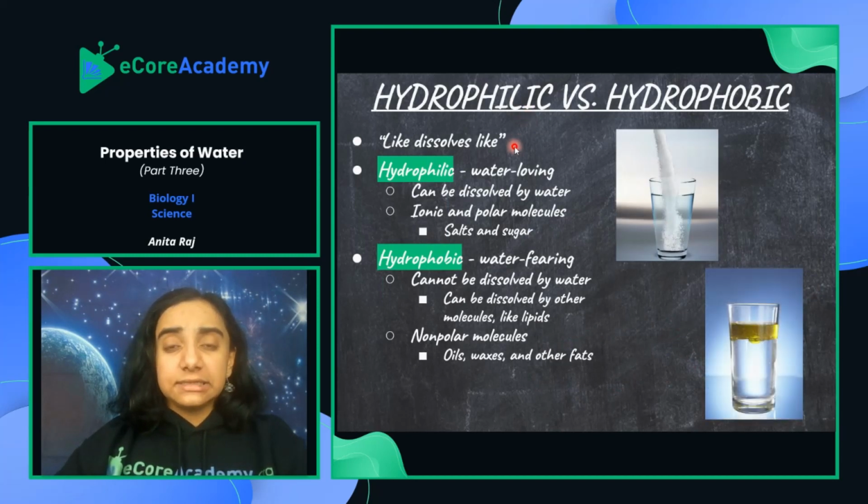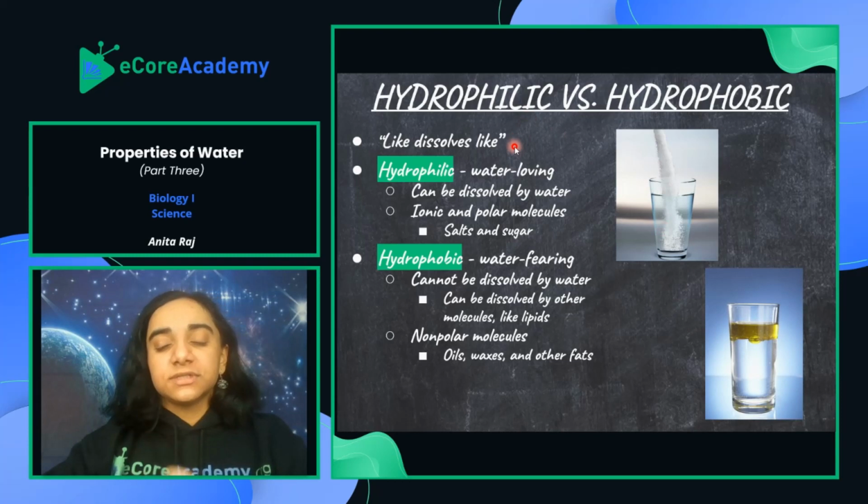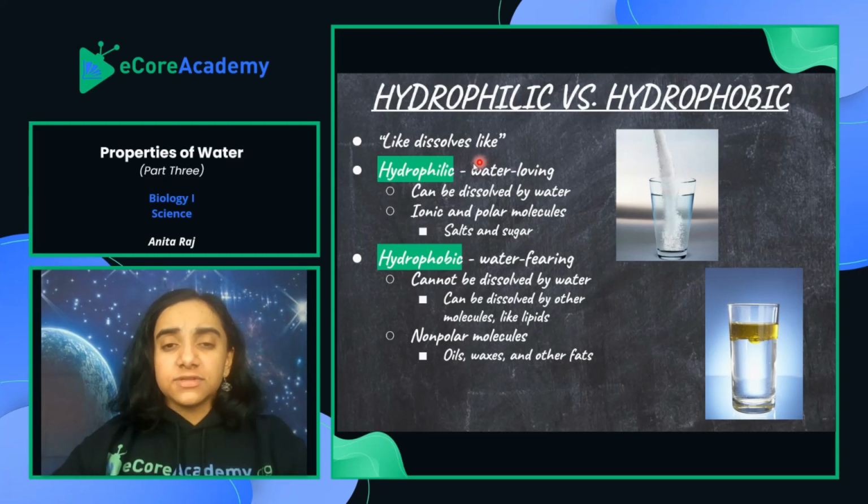Remember how I said like dissolves like? So, polar substances such as water are going to dissolve other polar substances. Nonpolar substances, on the other hand, are going to dissolve other nonpolar substances. However, a polar substance like water cannot dissolve a nonpolar substance. We'll talk about examples, but all throughout this, I want you to remember that like dissolves like.